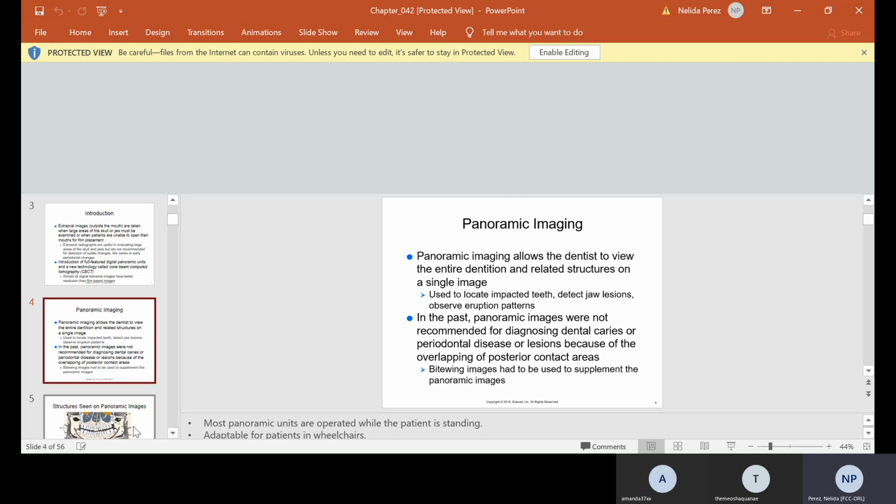In the past, panoramic images were not recommended for diagnosing dental caries or periodontal disease or lesions because of the overlapping of posterior contact areas. Bite wing images had to be used to supplement the panoramic images, and they still are. The other thing about panoramic, and we'll talk more about this when I show you a picture, is that it is operated while standing. And we can change it and lower it for people in wheelchairs.